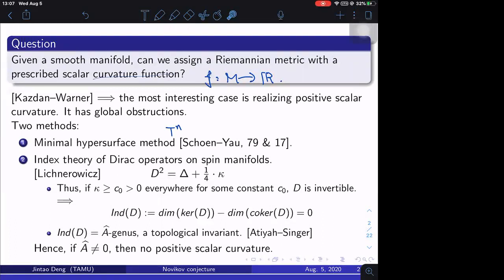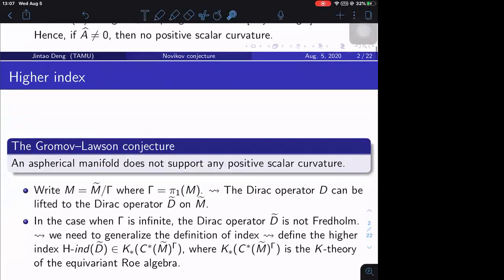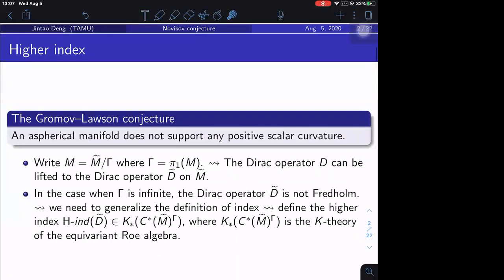It is called the higher index. So what is the higher index? Before I talk about the higher index, let's talk about a conjecture by Gromov and Lawson. It claims that an aspherical manifold does not support any positive scalar curvature. Aspherical means the universal covering of the manifold is contractible.